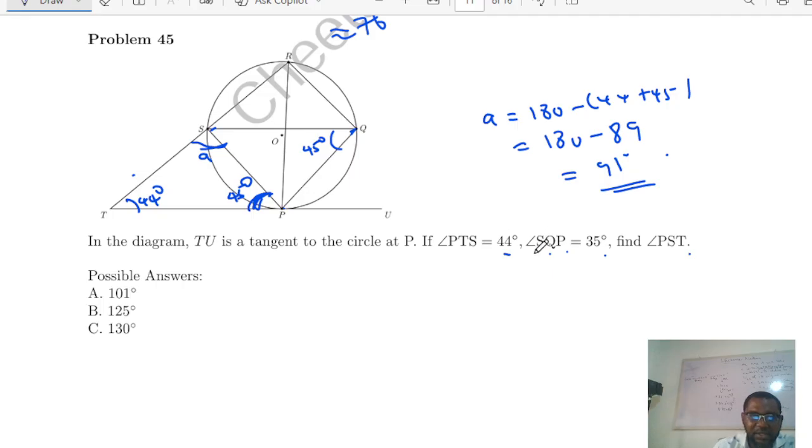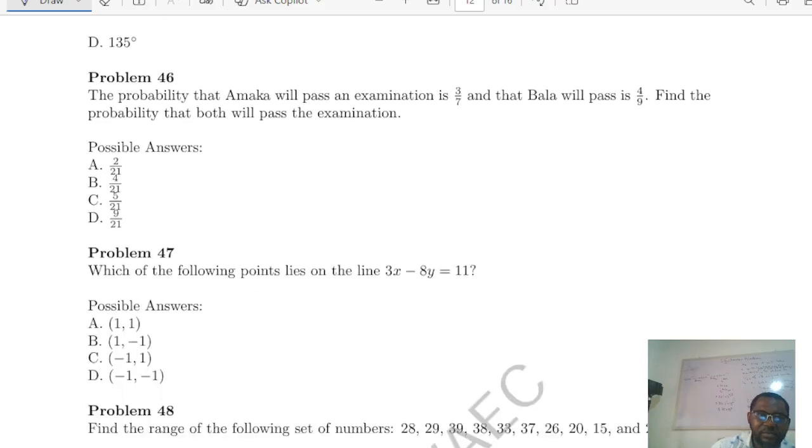Oh, okay, SQP is 35. SQP, okay, this is supposed to be 35. So that means here is 35. So here is 35. So that means 79, which makes it 101 degrees A. Okay, that's beautiful. I was wondering.